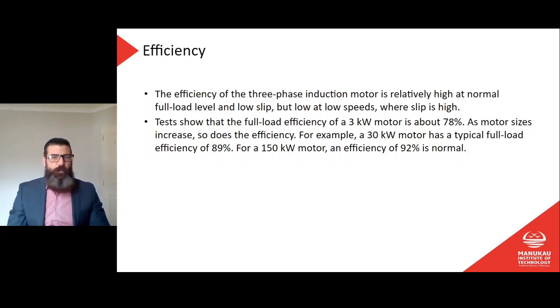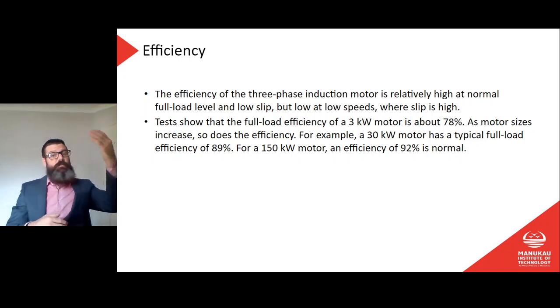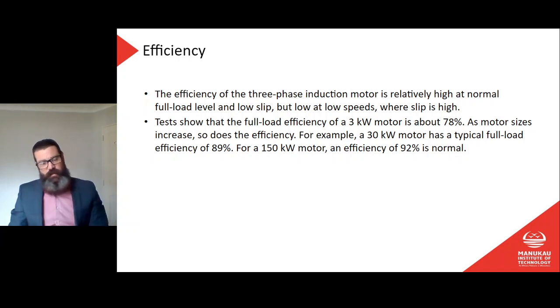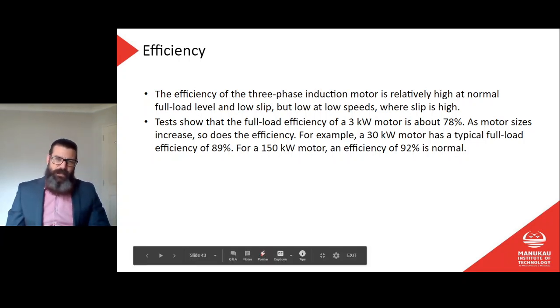Tests show that the full load efficiency of a 3 kilowatt motor is about 78%. As motor sizes increase, so does the efficiency. For example, a 30 kilowatt motor has a typical full load efficiency of 89%. For a 150 kilowatt motor, an efficiency of 92% is normal. So there we go. As we increase the size of the motor, we're going to get better efficiencies. I don't know if I've ever seen a 150 kilowatt motor. That is big.